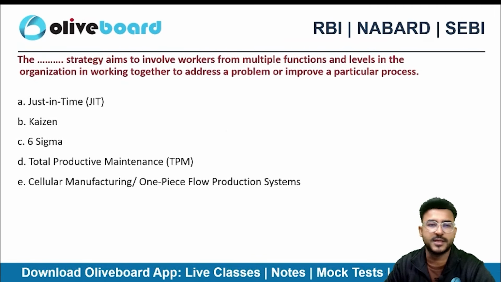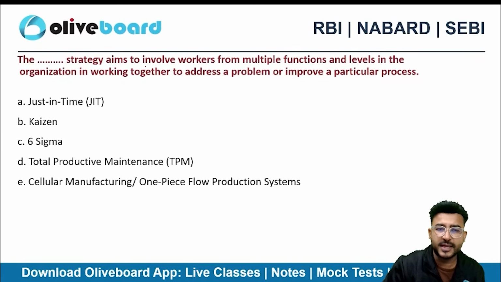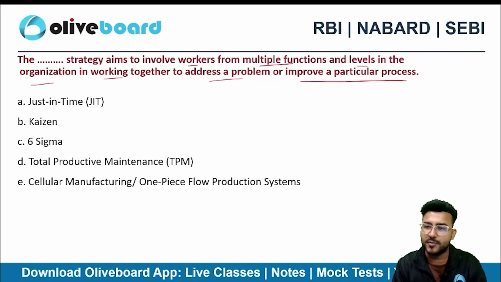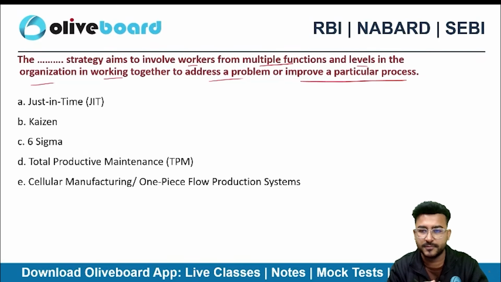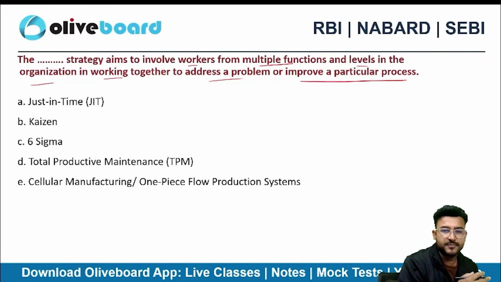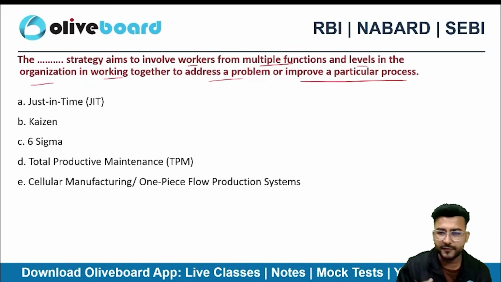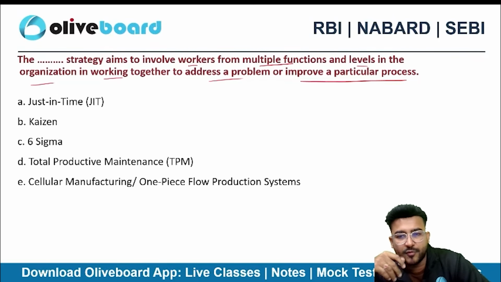So guys, the first question for today: the strategy that aims to involve workers from multiple functions and levels in the organization in working together to address a problem or to improve a particular process. One of the most repeated questions. A strategy which involves workers from multiple functions and levels in the organization. Here we are working together to address a particular problem, or we are in the process of improving a particular process.